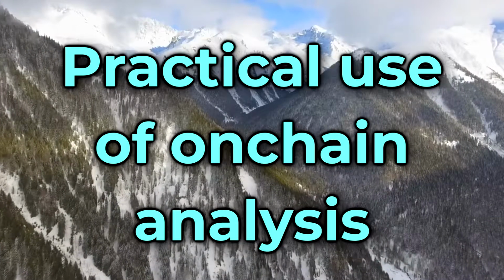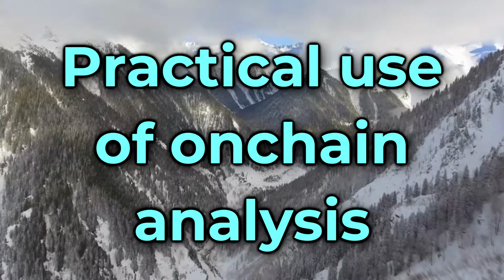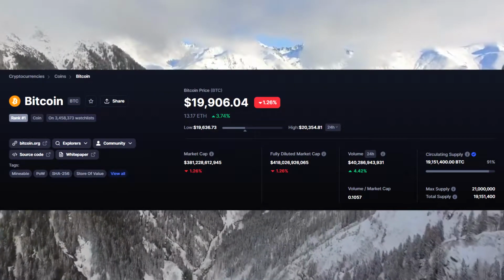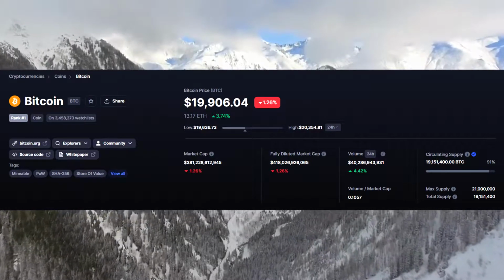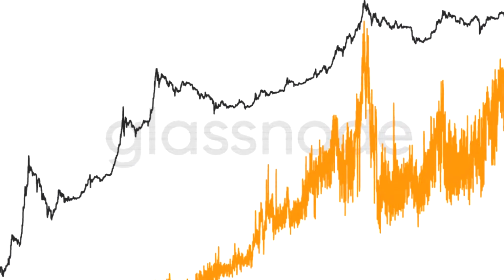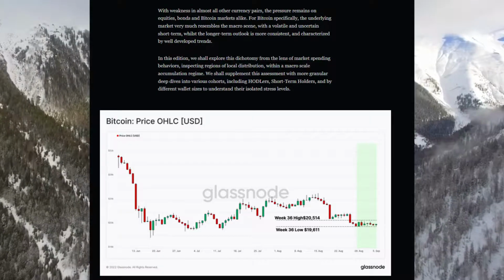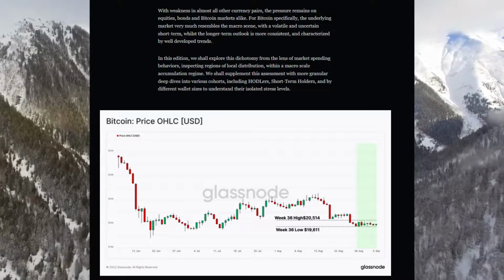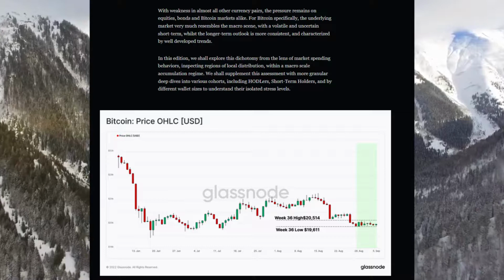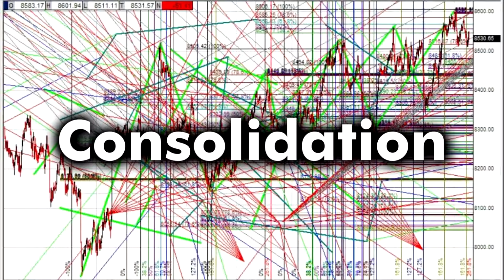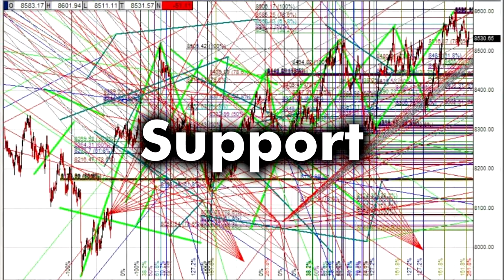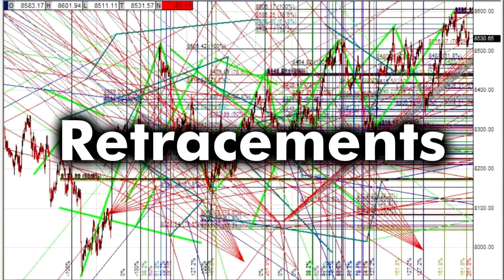So how do we understand and apply on-chain analysis? For starters, Bitcoin is the most applicable cryptocurrency when it comes to on-chain analysis metrics due to its size, by market cap, and investor activity. Secondly, some graphs will incorporate technical analysis to describe the current landscape and situation in the beginning. So understanding terms like consolidation range, support, resistance, or retracements will be useful.